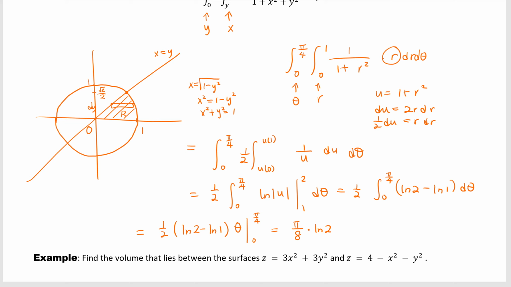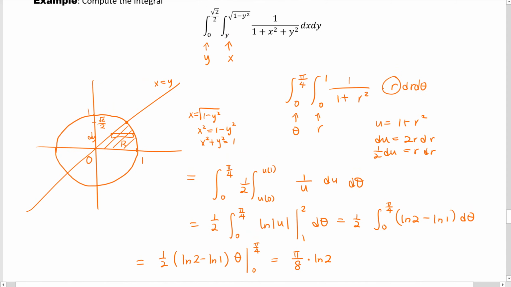So far so good, everybody? Okay. So yeah, this example is a typical example. We're given double integrals in Cartesian coordinates, and we need to draw the picture in the xy plane, find the region R, and then set up the double integral in polar coordinates to evaluate. Let's continue.